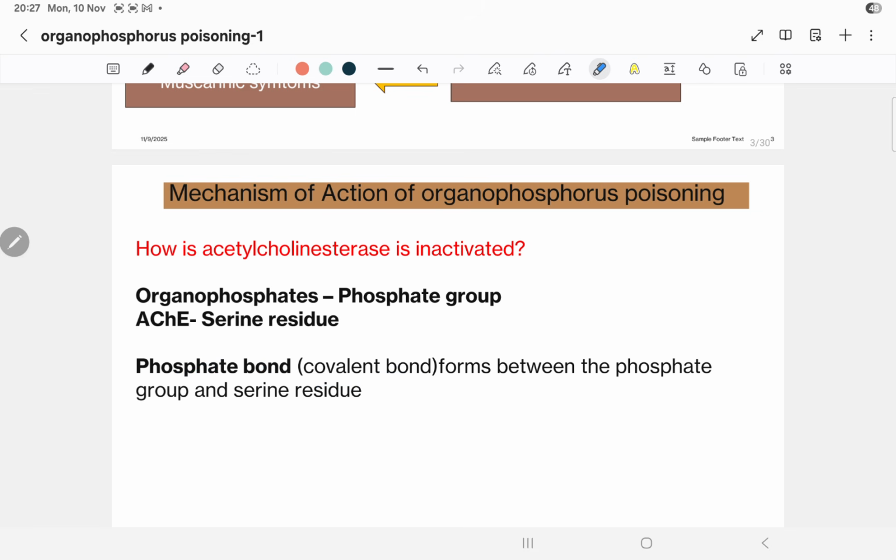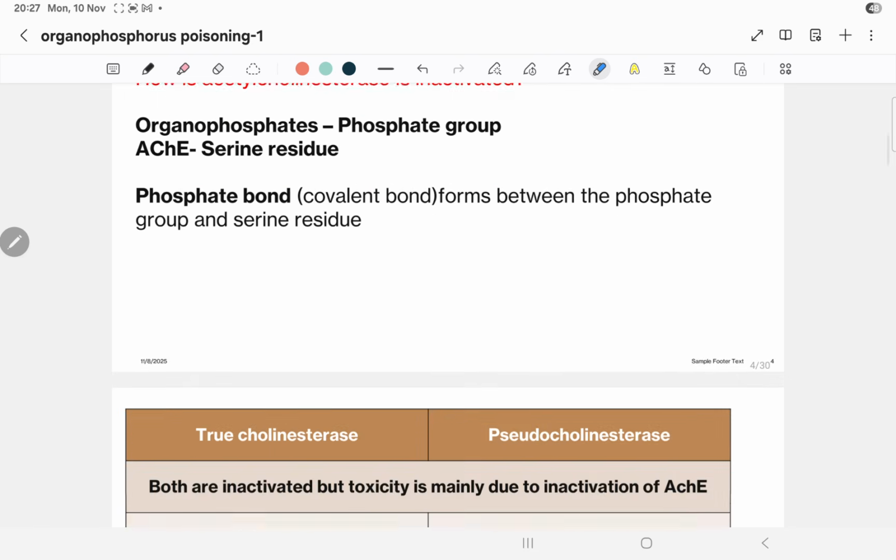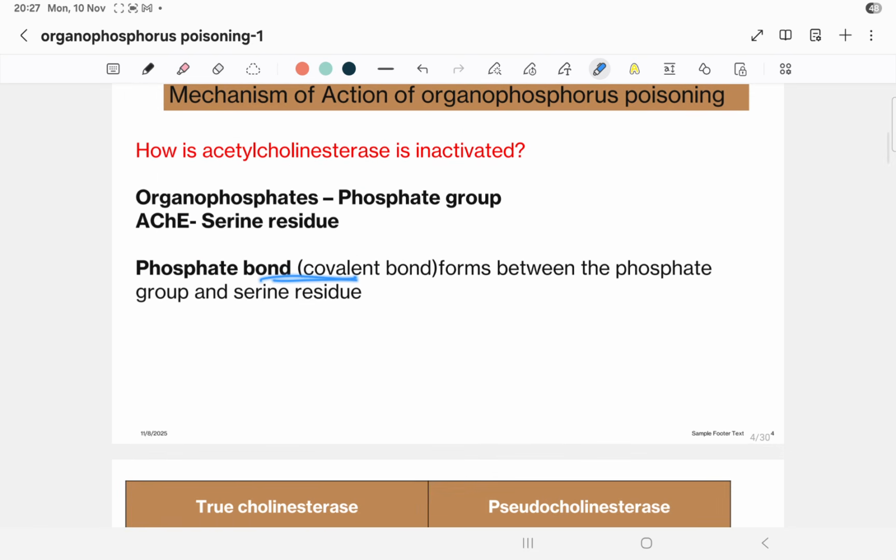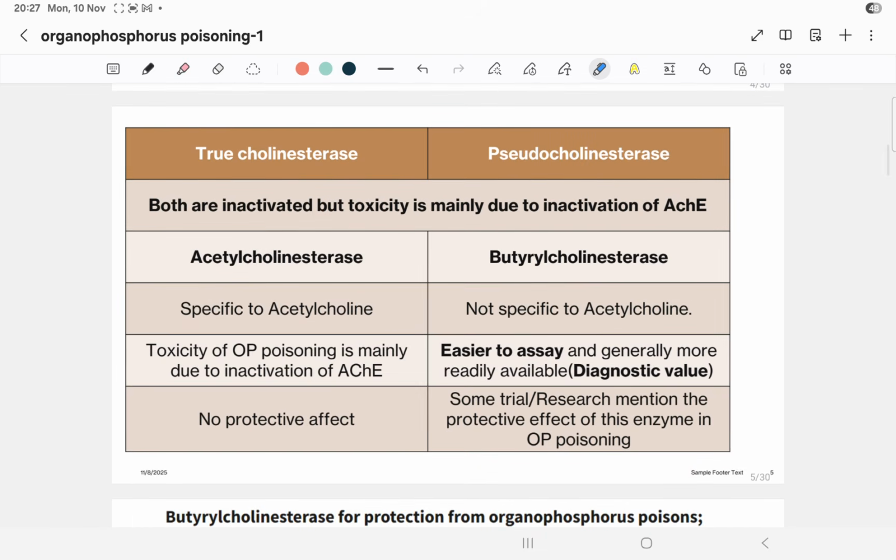and as this compound ages, this bond gets stronger and stronger, and when this bond gets stronger and stronger, it will be very difficult to break this bond. It will be very difficult to reactivate the acetylcholinesterase even by giving oximes, and this is called aging. We will discuss that again. Aging happens because this bond gets stronger as it ages.